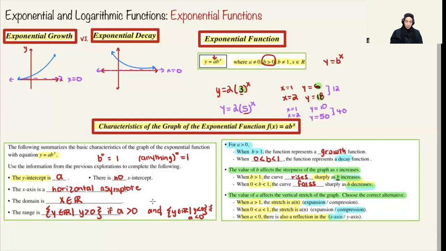Okay? All right, everyone. So this is pretty much it covering everything you need to know about exponential functions. Please join me in the example videos where we're going to do a lot of examples on exponential functions together, okay? I'll see you there.